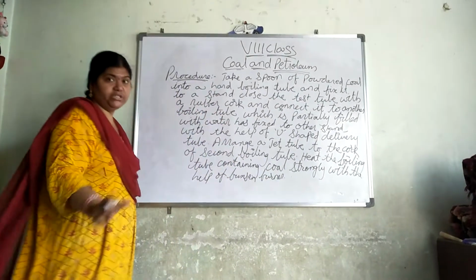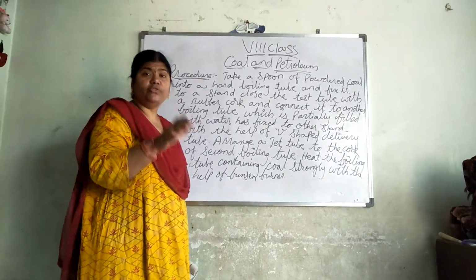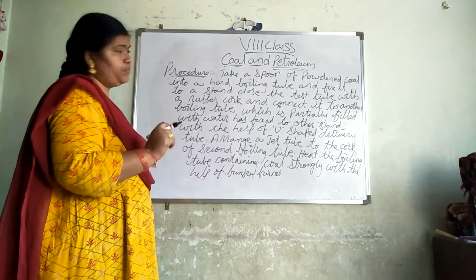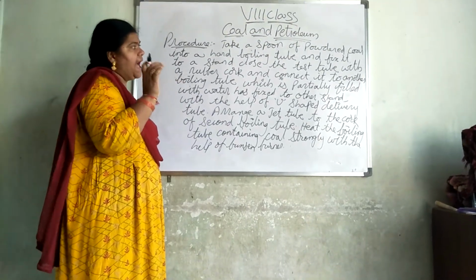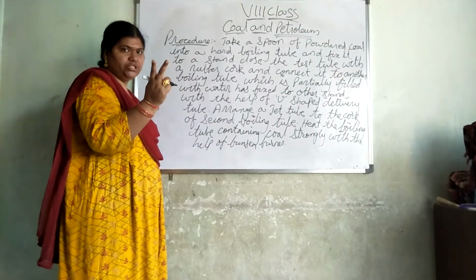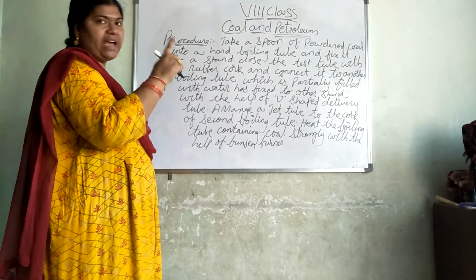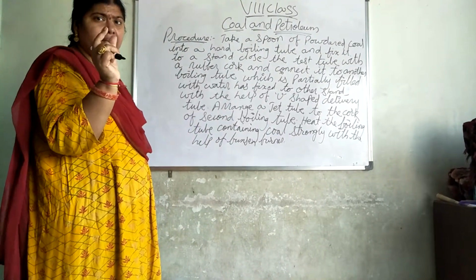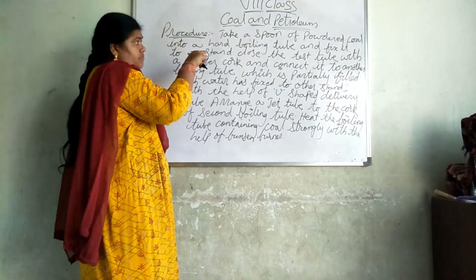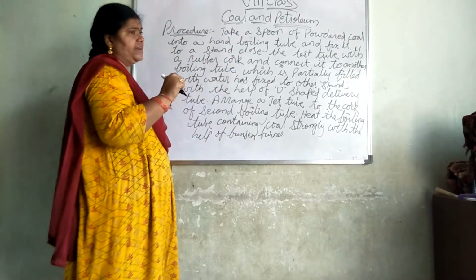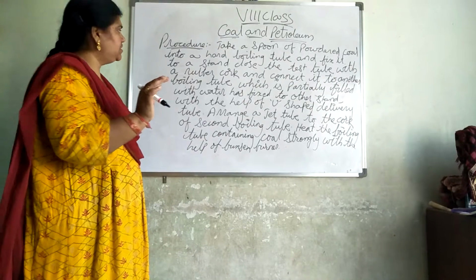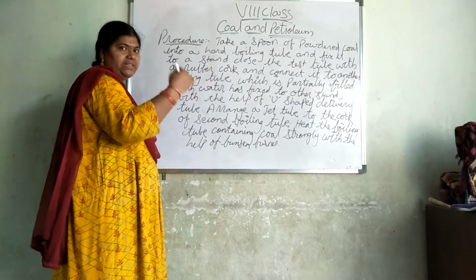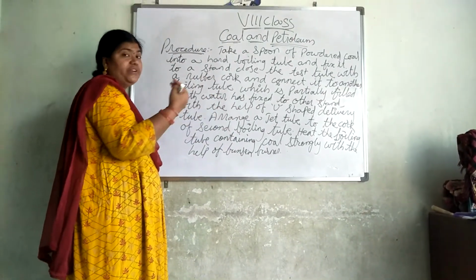So now see here, the procedure has not yet been completed. What we are going to do, see here. Take a spoon of powdered coal into a hard boiling test tube. We have two test tubes now. In the first test tube, we keep the coal, which is black in color, and fix it to a stand. Close the test tube with a rubber cork and connect it to another boiling tube, the second boiling tube, which is partially filled with water.